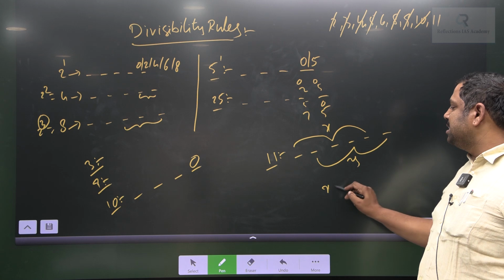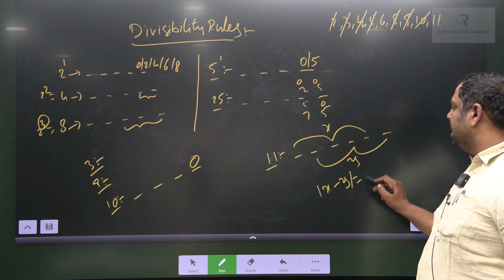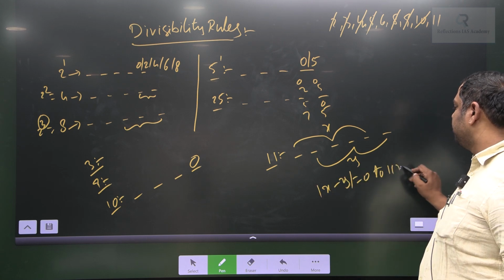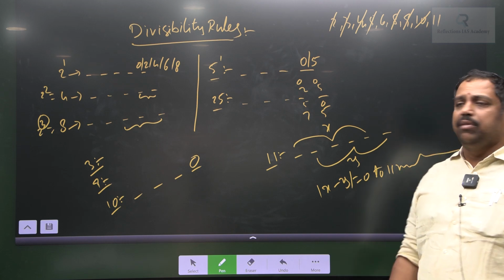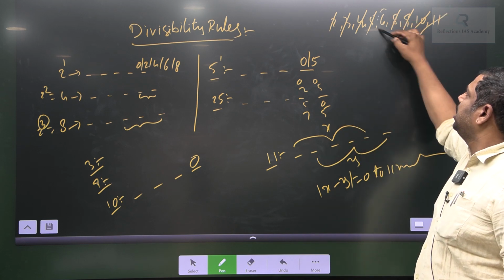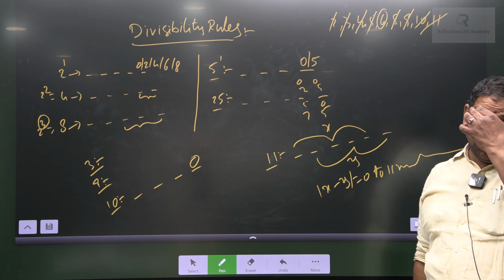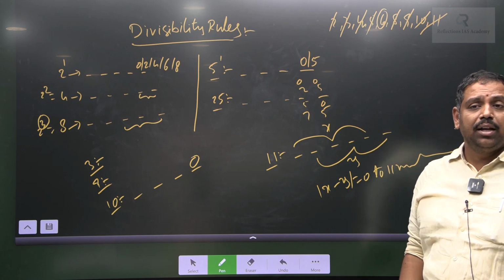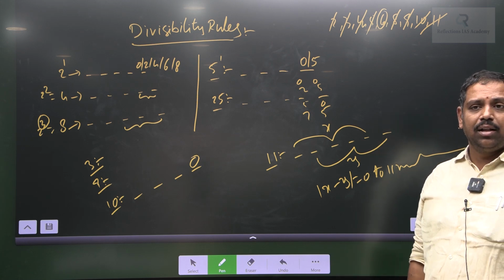Suppose this difference should be either 0 or a multiple of 11. Got it? 11 divisibility is successfully completed. Now the next one is 6. What's the divisibility rule of 6? 2 and 3. Why? These are its factors.